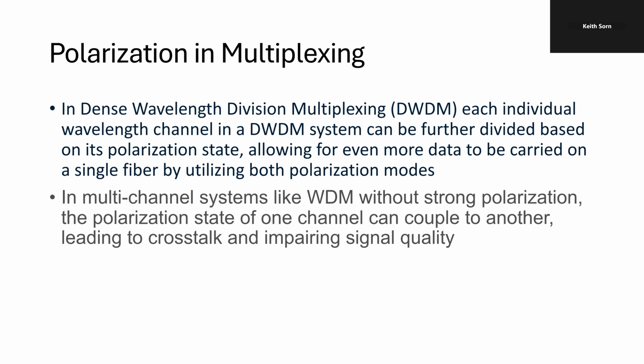In dense wave division multiplexing, the channels can be further subdivided based on their polarization state, doubling the number of channels. In wave division multiplexing, without strong polarization, the polarization state of one channel can couple to another, transfer energy between the two, leading to crosstalk, which will impair signal quality.